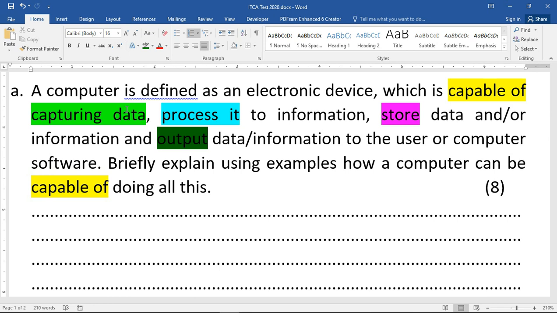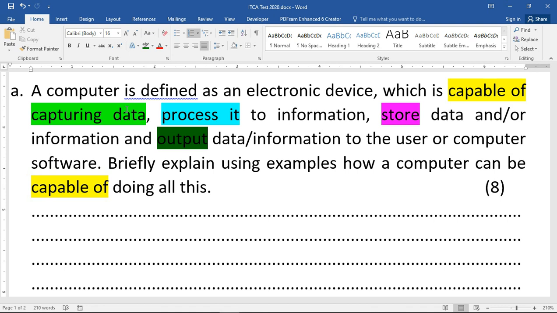For example, data can be captured using a microphone, and the type of data that can be captured by a microphone includes sound. We can use a camera to capture what? Visuals. We can use a touch screen to capture what? Textual data or anything which is related to that. Then how is the computer capable of processing data? Through the use of the central processing unit.